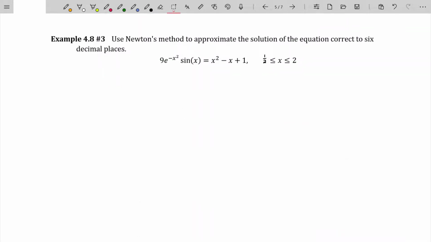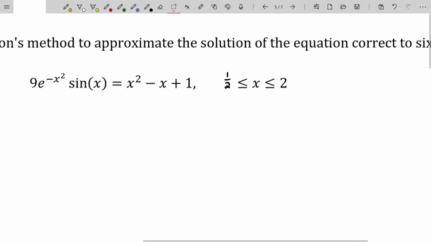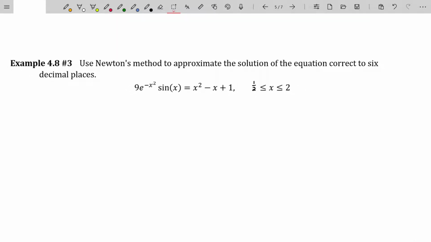Again, I want to reiterate before we begin this example that you do not want your derivative for your guess to be near 0. But there are other things you have to watch out for, and this is a good example to showcase that. I've actually adjusted the interval for this example so that it can showcase that a little bit better. So here we are: use Newton's method to approximate the solution to this equation correct to 6 decimal places.